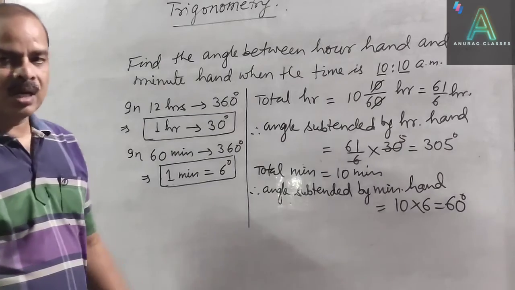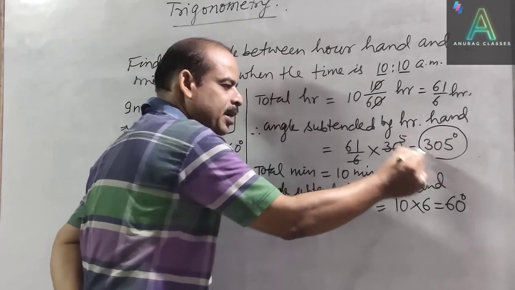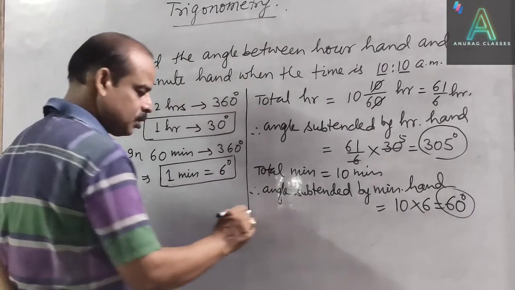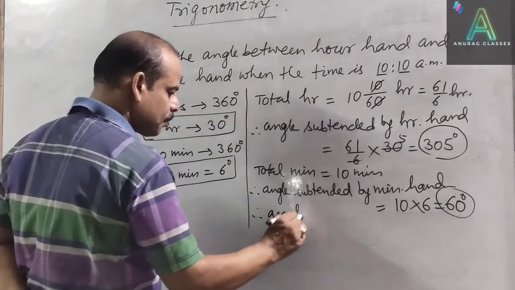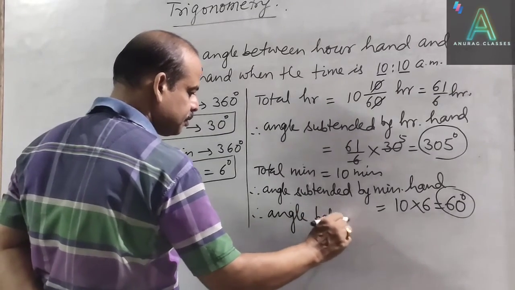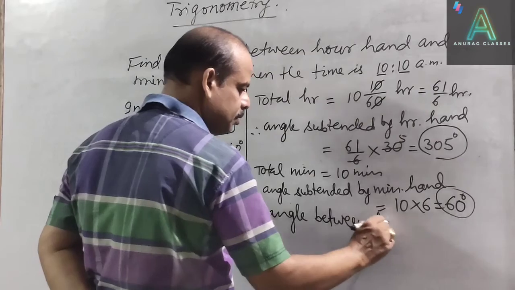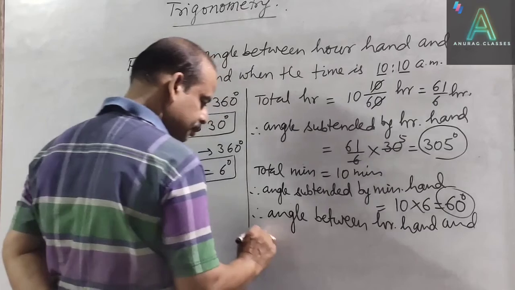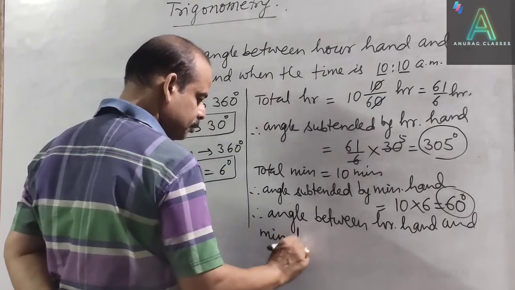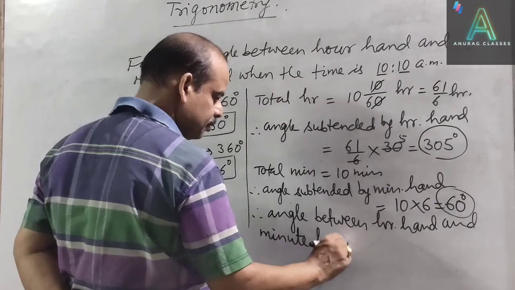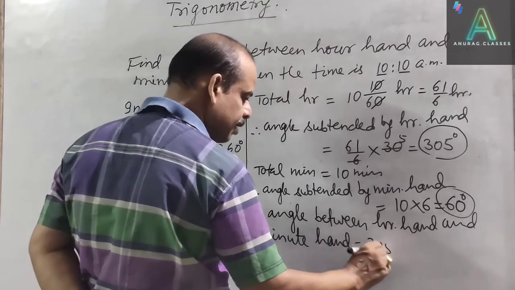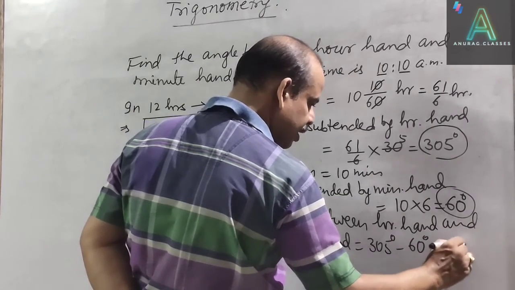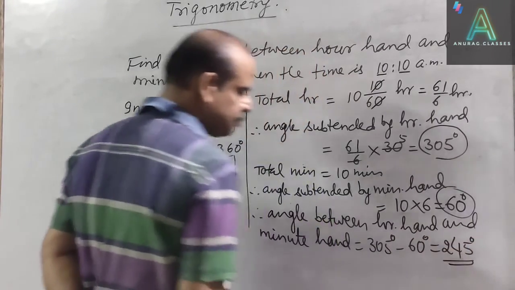Now the question is clear. Hour hand subtended 305 degree and minute hand subtended 60 degree. So what is the angle between these two? Angle between hour hand and minute hand will be 305 degree minus 60 degree, which comes to be 245 degree. This is the answer.